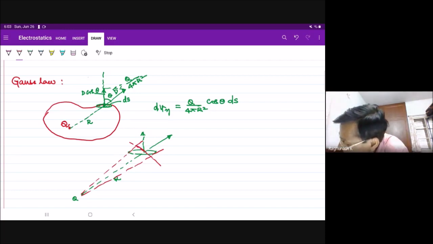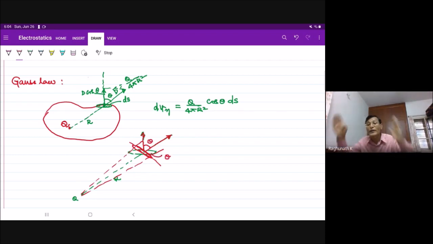Listen carefully. This is the cap-like surface of the sphere of radius r, to which this is radial, normal to the sphere. This is normal to ds that I considered. The angle between these two is theta. Angle between these two is also theta, because angle between two planes is angle between their normals. Check it. Because the angle between the normals is the angle between ds that I considered and the spherical surface.